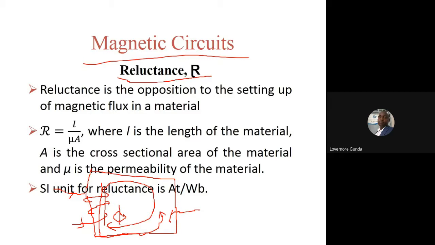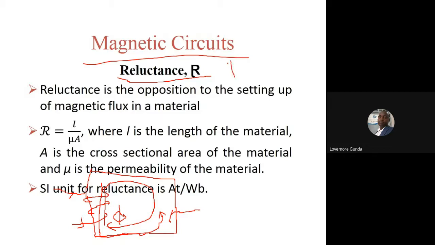For electric circuits, the opposition is the resistance. For magnetic circuits, the opposition is the reluctance. The cause in electric circuits is the EMF. The cause in magnetic circuits is the MMF. The effect in electric circuits is the flow of current. In magnetic circuits, it is the establishment of flux.